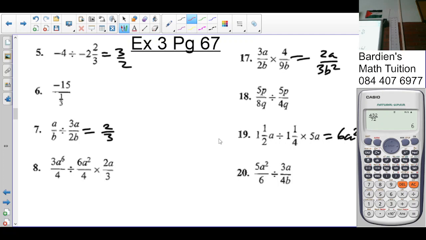Right, so now let's go for it. Number 19. What did you write? 3a over 2a, yes? Divided by 5 over 4, yes? Times 6a over 1. Here's your mistake, it's a 5a. Okay?